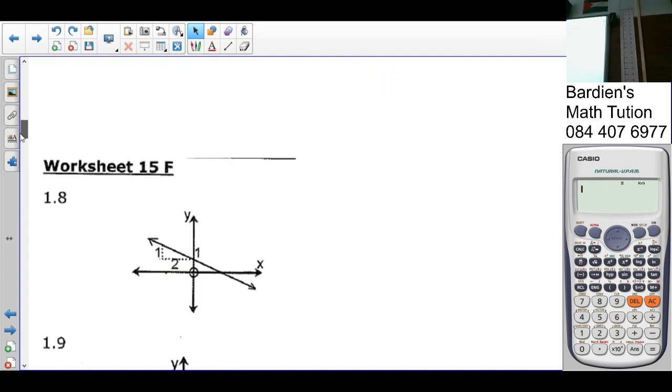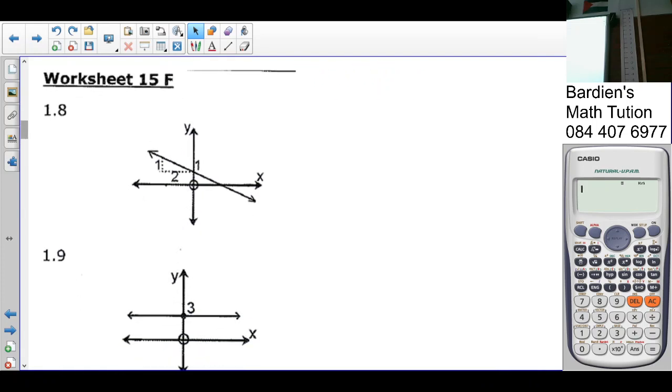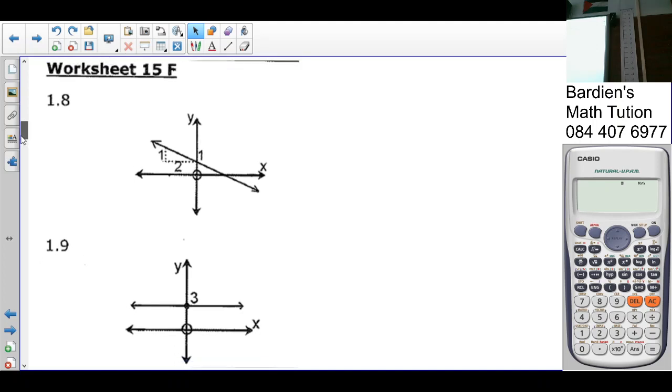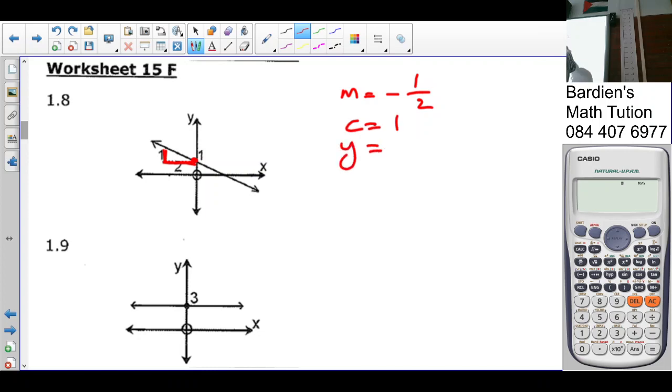Right, next. 5f. No, still busy with f. Rise and run. Is this going to have a positive or negative gradient? Negative is decreasing. What is the rise? 1. And the run? 2. So, this is your c value here. What's your c value? 1. So what's the equation? Y is equal to negative half x plus 1.